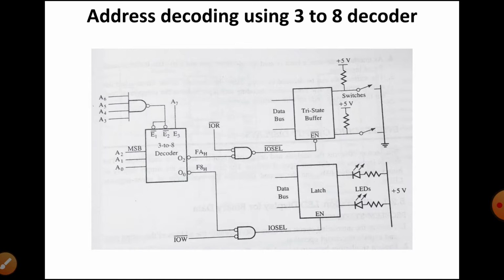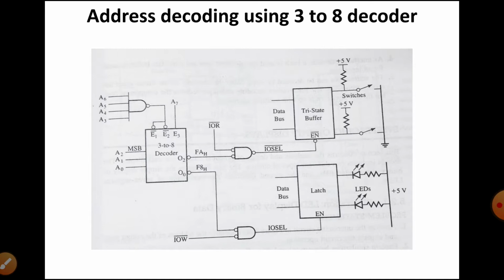Now the first step is to decode the address bus to generate the unique pulse corresponding to the device address. The second one is to combine, and whenever I say combine, it means it is going to have an AND operation. The AND gate is used to combine the device address pulse as well as the control signal to generate the device select pulse. And the third step is to use the input output select pulse to activate the device port.